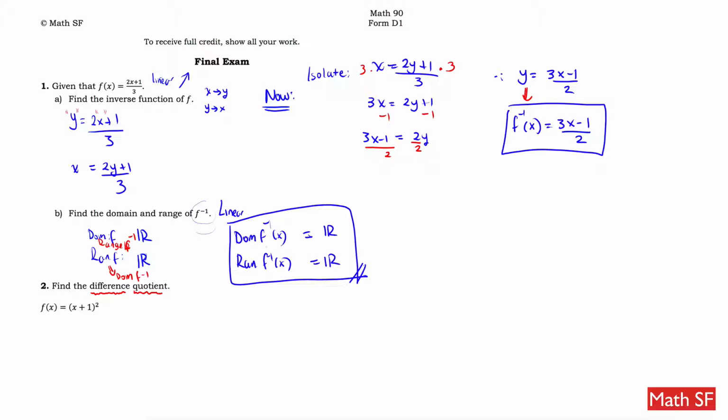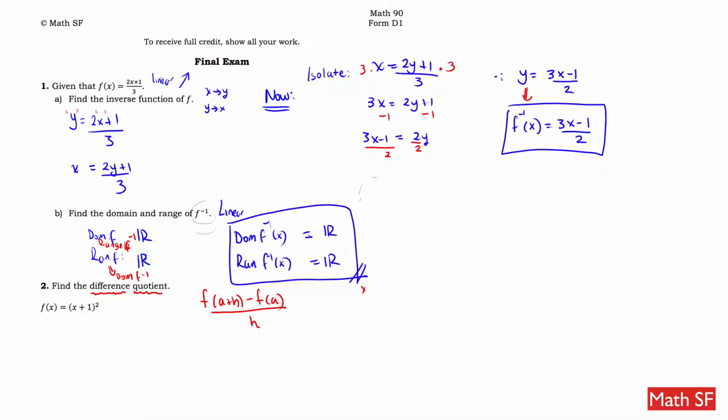Recall that I'm just going to use red here, and I will say that my difference quotient will be f of a plus h minus f of a, all over h. That's my difference quotient. Now let's find that out. Let's find what the difference quotient for this one will be. So let's find f of a plus h, and also let's find f of a.